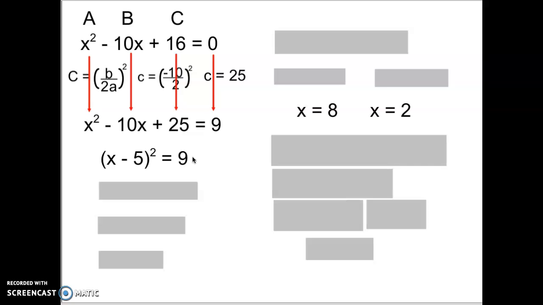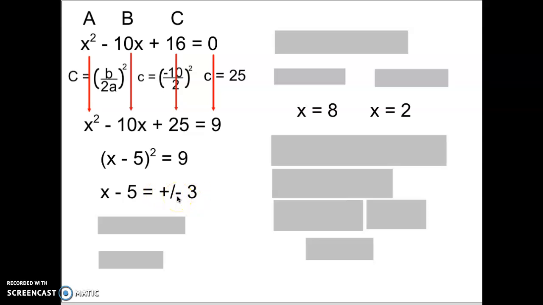Now, the question is, how do I cancel out a squared? What's the opposite of a squared? Well, the opposite of squaring a number is taking the square root of a number. So I need to take the square root of this side, so these cancel. But when I take the square root of this side, I also need to take the square root of 9. And the square root of 9 is going to be plus or minus 3.